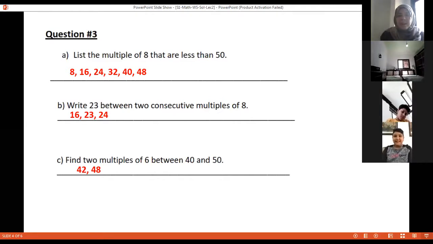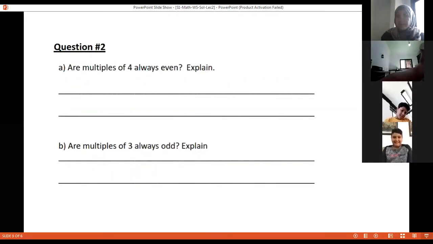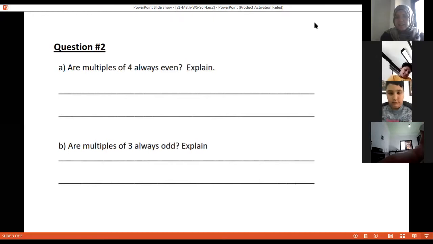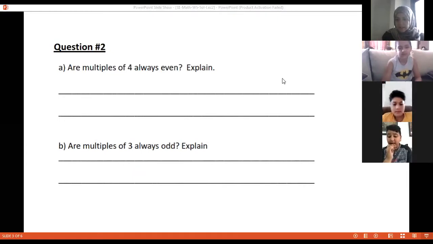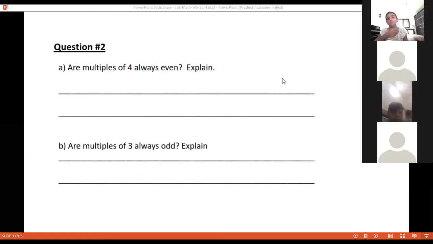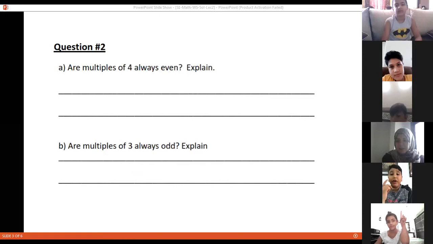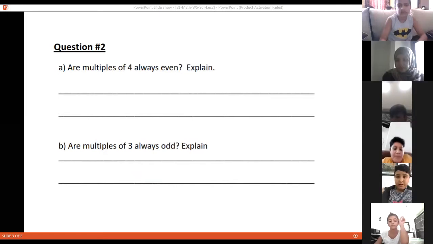Now, I'm going to go back to question number 2. Okay? In part A, are multiples of 4 always even? Yes. Why? Because it's an even number. Even number. Because multiples of even numbers are always even.